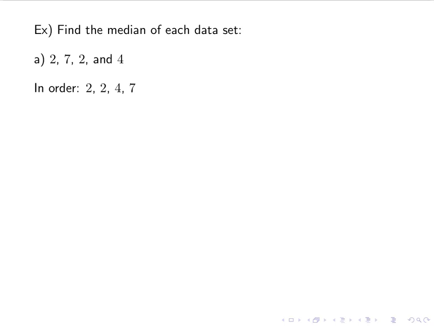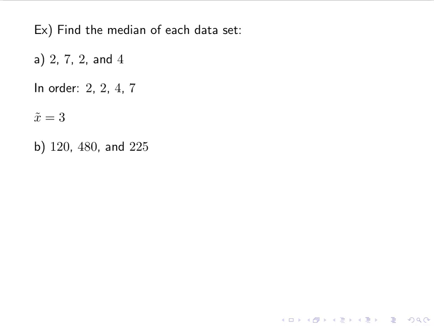And then if we notice, there are two middle numbers here because n is 4. So we're going to find the midpoint of the two middle numbers. The midpoint of 2 and 4 is 3. Again, we can consider it to be the mean of 2 and 4, which is 2 plus 4, or 6, over 2, which is 3.